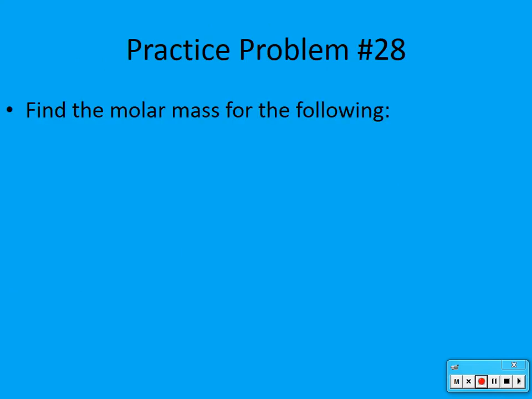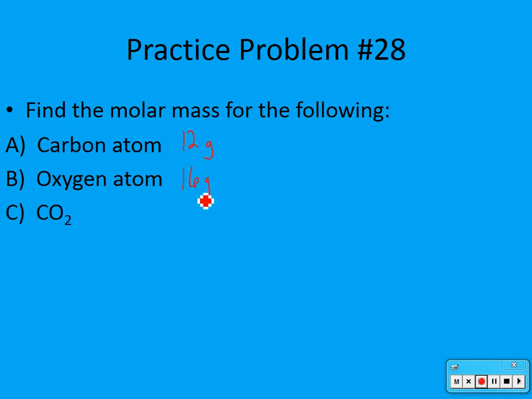Okay, practice problem number 28. It says find the molar mass for the following. There's a few parts on this, so let's just go through them individually. On A, carbon atom, carbon has the molar mass of 12. If you look on the periodic table, it's 12 grams. Oxygen, look it up on the periodic table, it's 16 grams. CO2, we just did this one, but carbon is 12 grams, and oxygen is 16 grams, but I got 2 of them. So that's 32 plus 12 is 44 grams. So just add them up if it's a molecule.